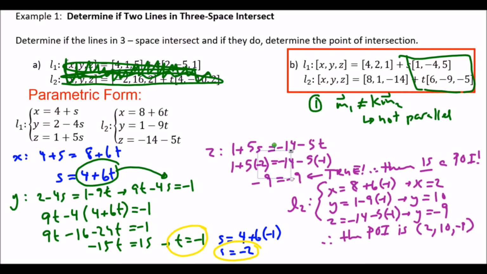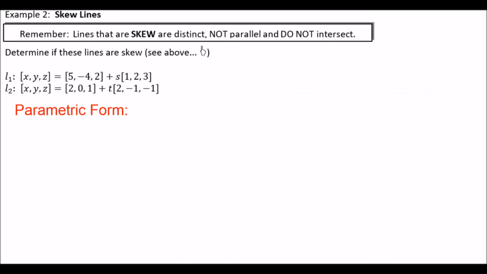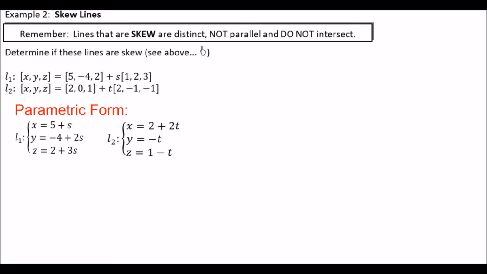All right, let's continue. Last one, example 2. Well, not the last example, but the middle example. Determine if they're skew. So here we go. To determine if they're skew, what we're going to do here is, again, go to the parametric form. So there are my two parametric forms. And I do the exact same thing I did just before. So if you want to fast forward through this, please be my guest.